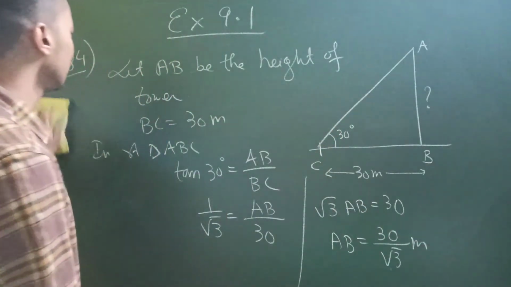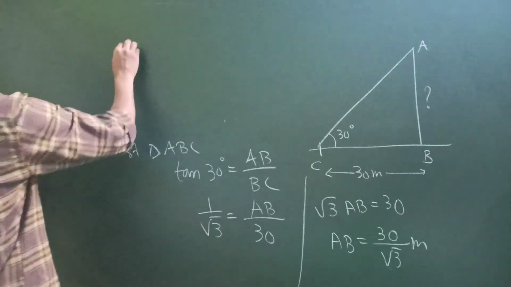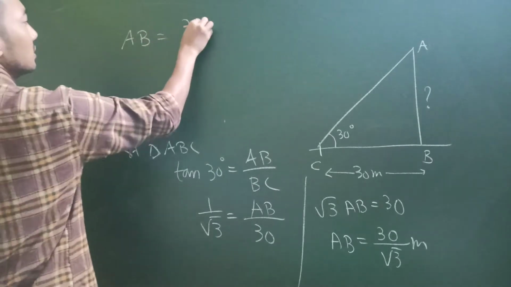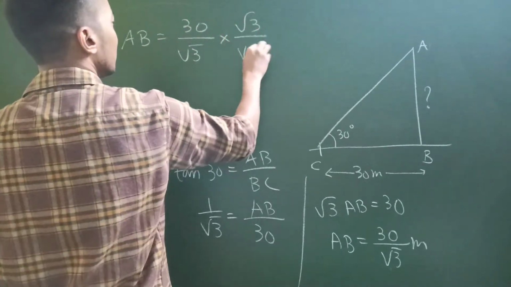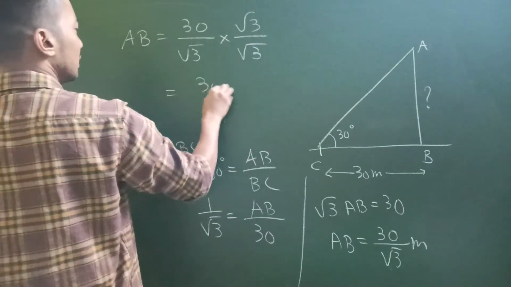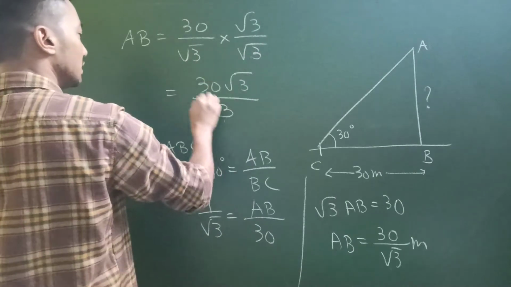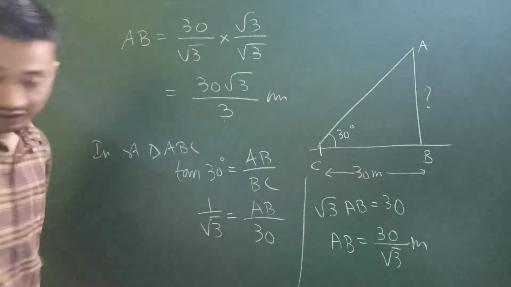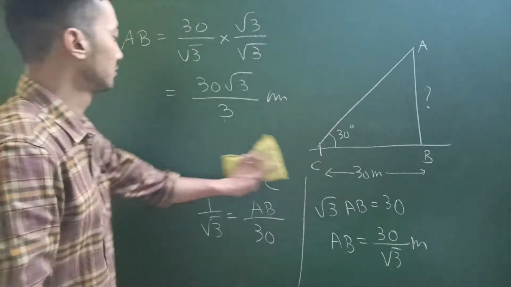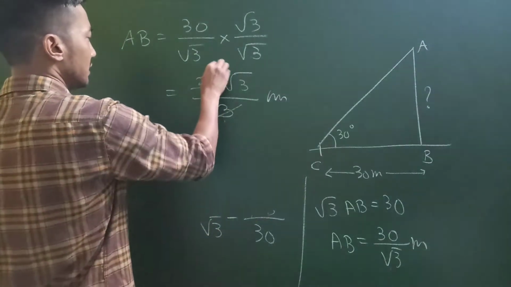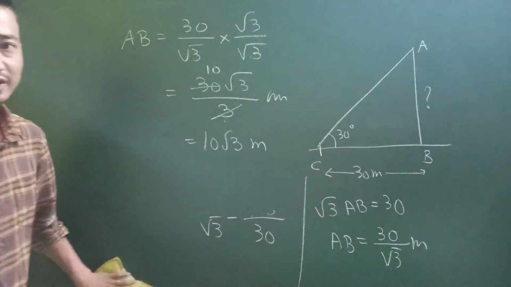Let us simplify that. AB is equal to 30 upon root 3. Let us rationalize the denominator, root 3. We know that root 3 into root 3, the same quantity, is 3. The unit is meters. So 3 tens are 30, and the height of our tower is 10 root 3 meters.